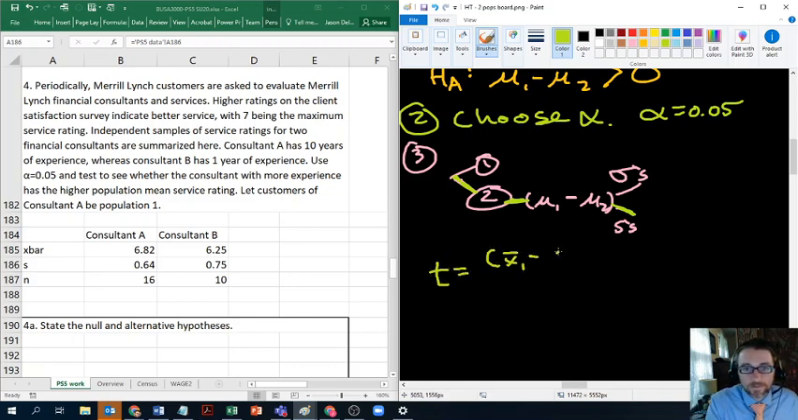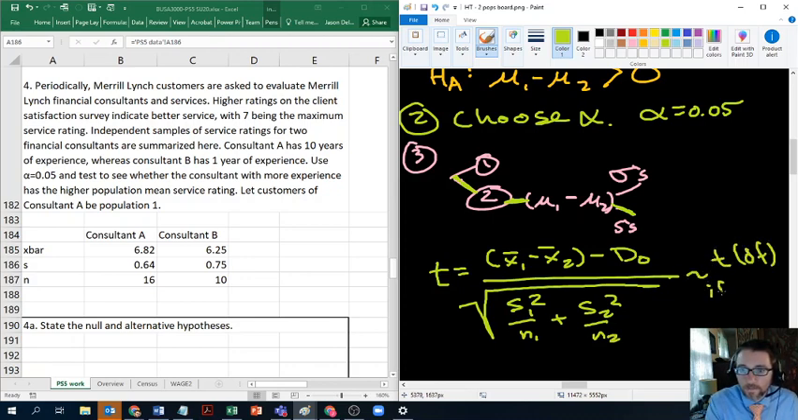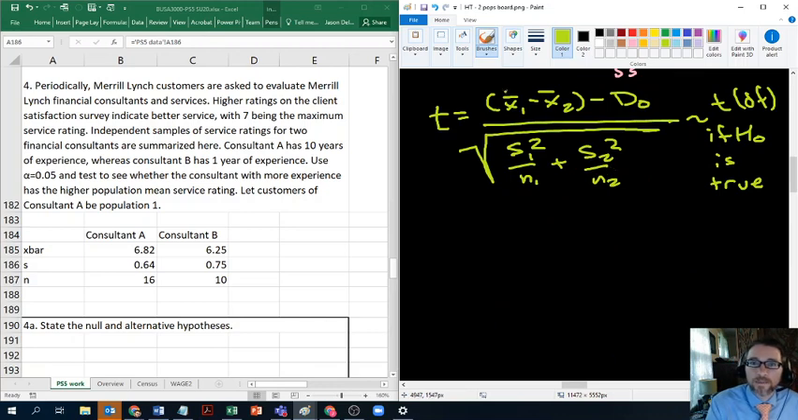T equals x bar 1 minus x bar 2 minus d0 over the square root of s1 squared over n1 plus s2 squared over n2. And if the null is true, this will have a t distribution. And that t distribution has a number of degrees of freedom. That makes for a kind of complicated formula.